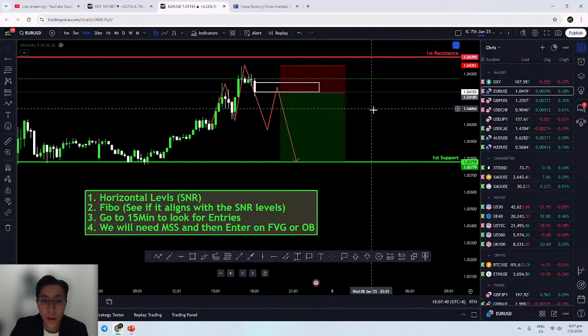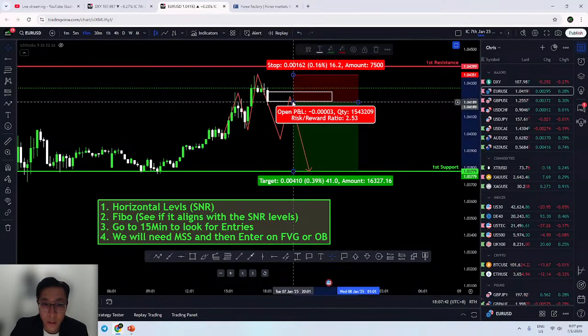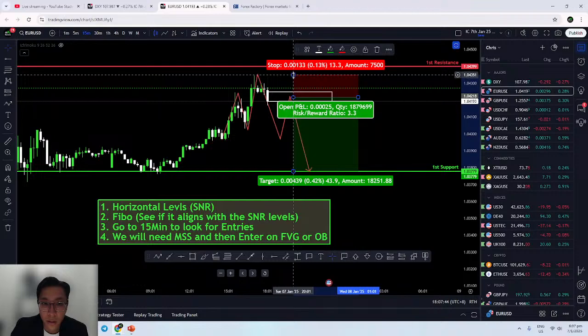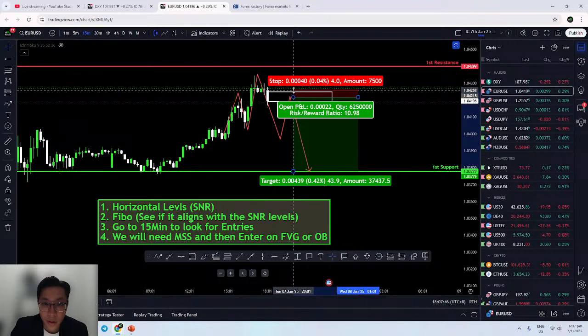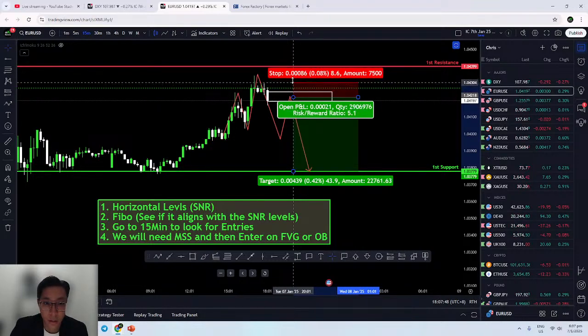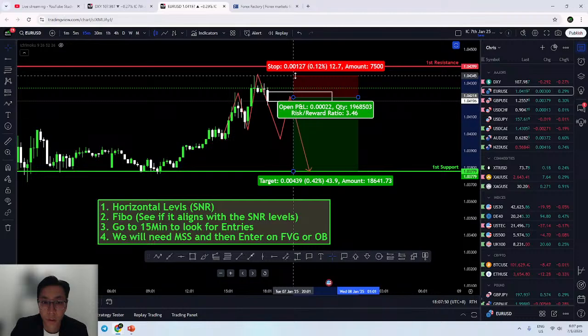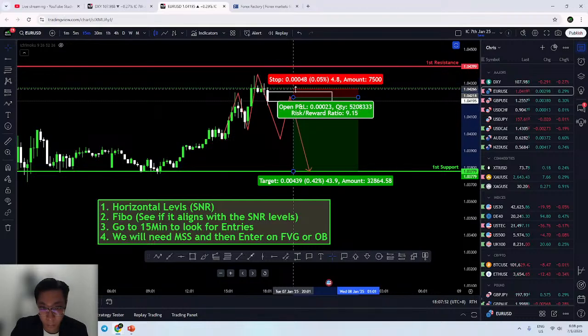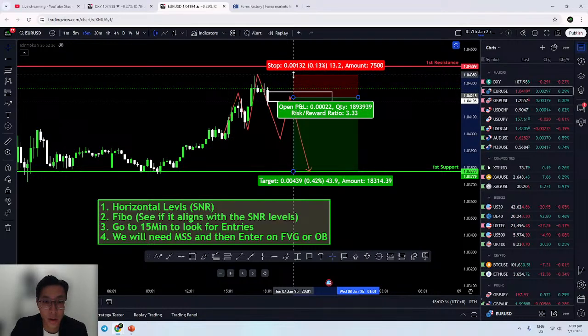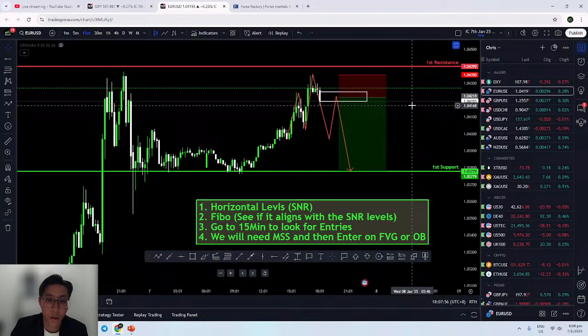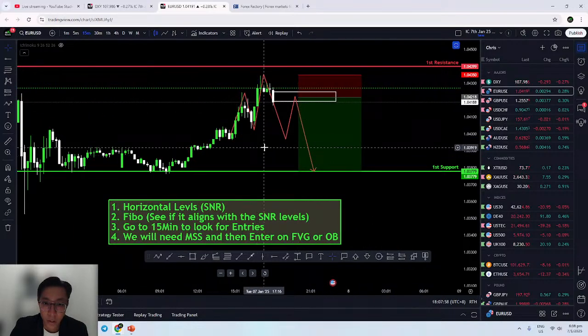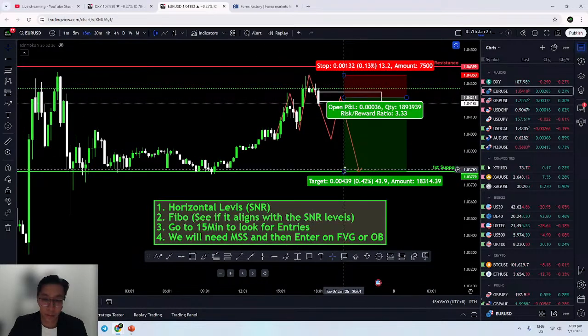Some people like to enter around the FVG right here, then try to snipe, so they'll put one position here and one position here. But in my opinion, why not just put one position and let your mind take a rest?